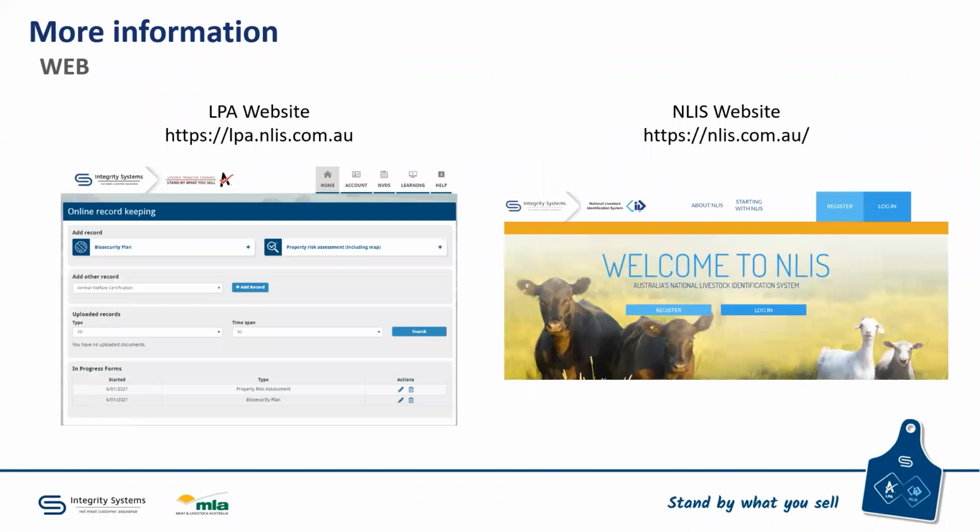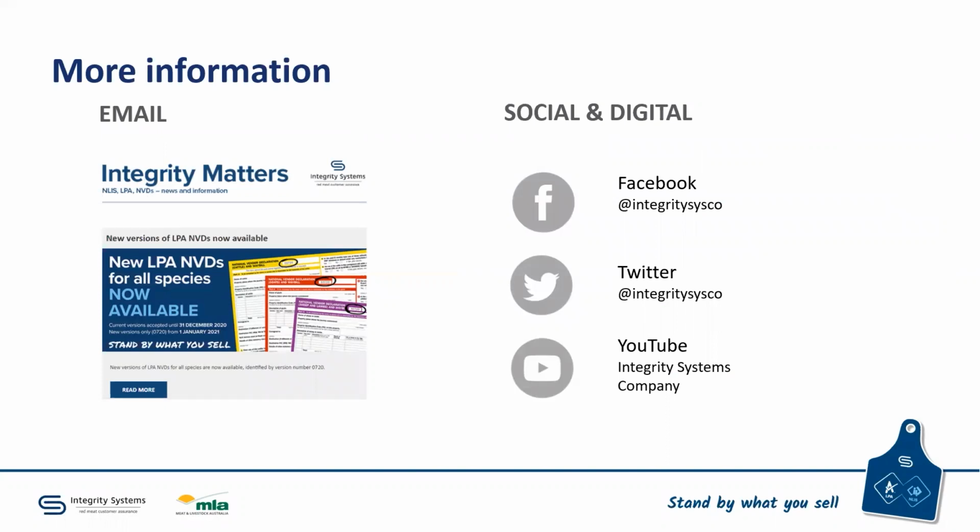So as I have mentioned, there is a lot of information available, both on the LPA website and the NLIS, but most of the information is actually on the ISC website. We do send out a monthly newsletter called Integrity Matters that you should have received in your inbox just on Tuesday, and we have a range of digital channels that we also push out information through. So if you're not following us yet on Facebook or Twitter or YouTube, I encourage you to do so, because we often post relevant and timely information on those channels.